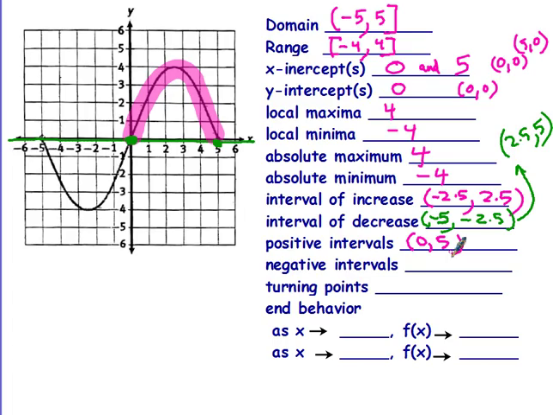All right, well, we also have a negative interval, and that is over here. Everywhere that I'm tracing here in orange, that graph is below the x-axis. So that is a negative interval. What is that interval? So between negative 5 and 0, that graph is negative.